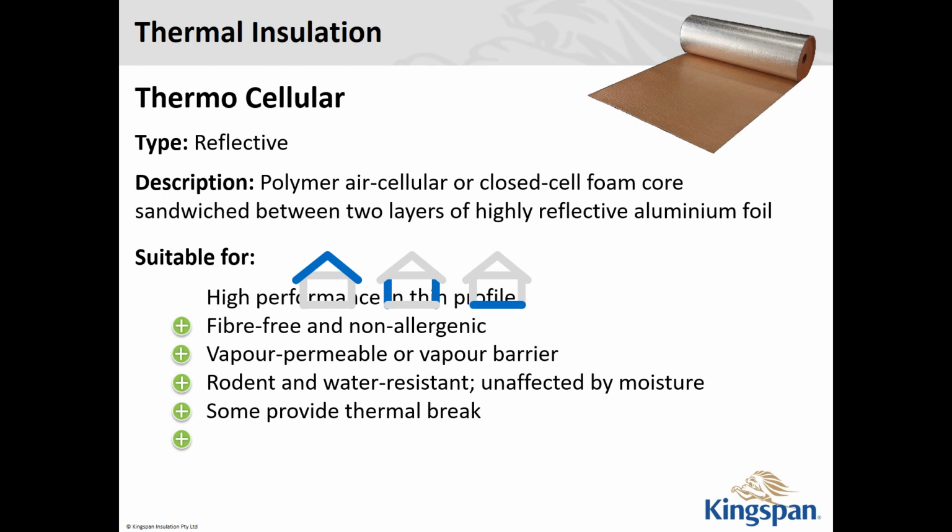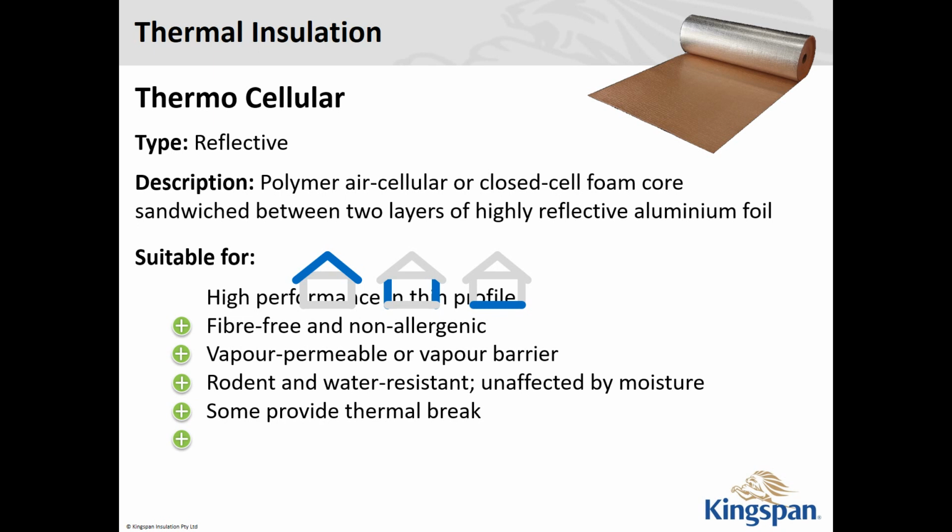Some of the positives: they're fibre-free and non-allergenic, vapor permeable, or they can have a vapor barrier. If you're using something like FC sheeting on your walls, you need to have a vapor permeable material. So the product you have as a sarking or a reflective foil needs to be vapor permeable. It needs to be able to let vapor escape, because you can get a condensation build up.